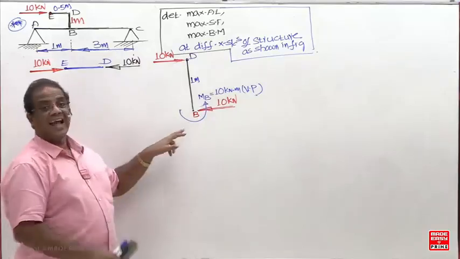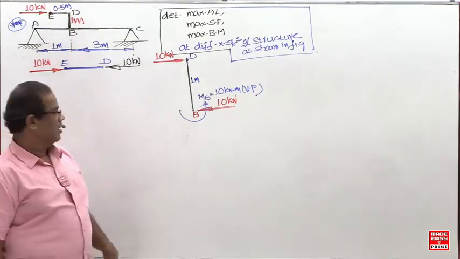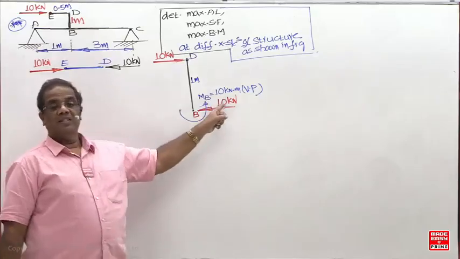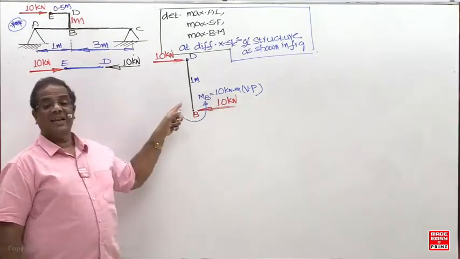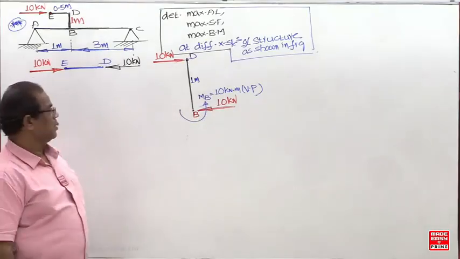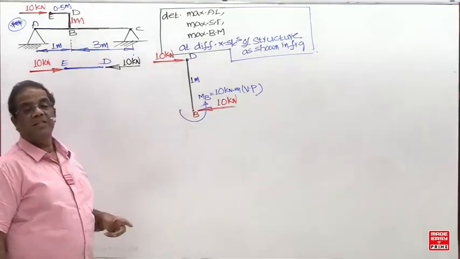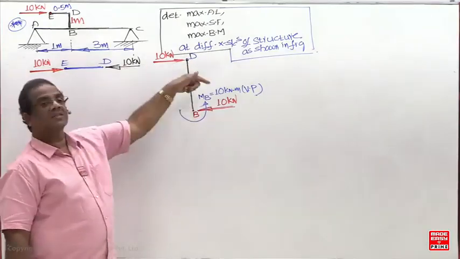So once again, this is a reaction provided by the beam. This moment reaction is acting as a bending couple, but the horizontal reaction is acting as a constant point load. So this looks like a cantilever beam fixed at B, subjected to a constant point load.